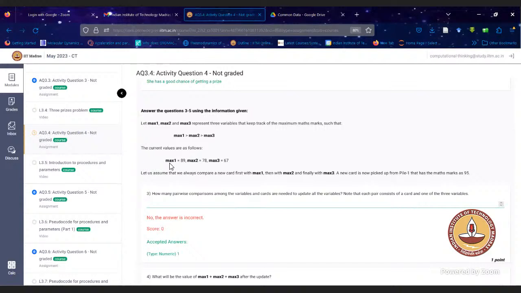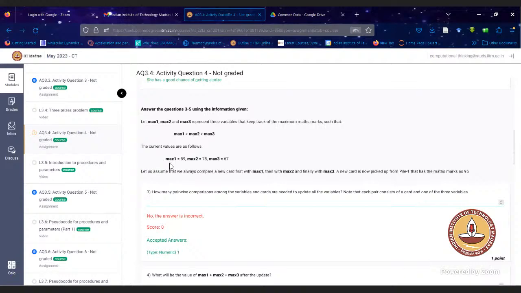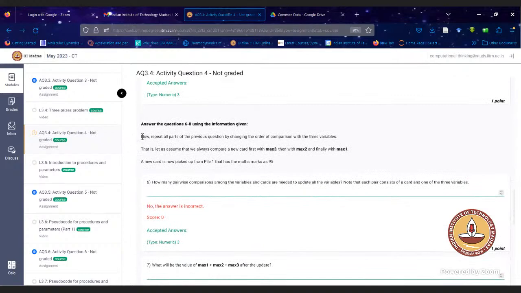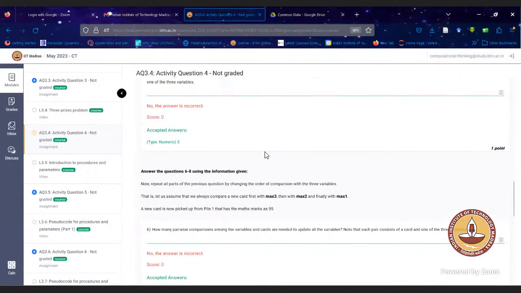Okay. Understood? Sixth question is also similar. Question number 6: now repeat all the previous questions by changing the order of comparison with the 3 variables. That is, let us assume that we compare the new card first with max 3, then with max 2, and finally with max 1. A new card is now picked from pile 1 and has math marks of 93. Now in this scenario, how many comparisons should you see?